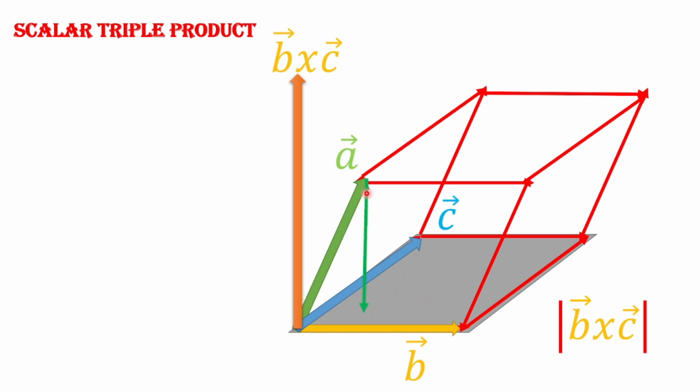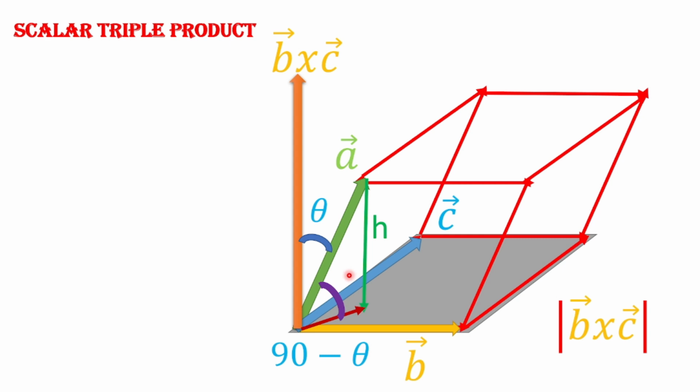Now we draw a perpendicular to this face, and we join it to the base. Now imagine this angle is theta. This angle is 90 degrees, so we get this angle is 90 degrees minus theta. This angle is also 90 degrees minus theta.